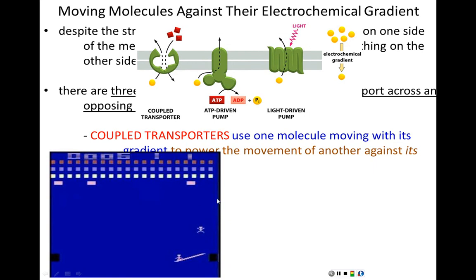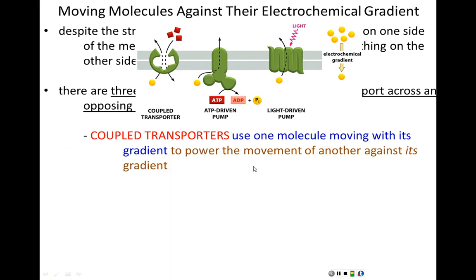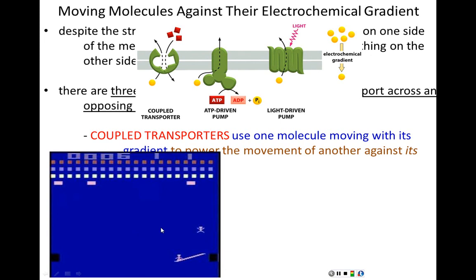That's coupled transport. In coupled transport, you use the energy of one molecule following its gradient, just doing what it needs to do naturally. A clown falling from a high height. A molecule following its concentration gradient. That's what these things do. That doesn't require energy, but you harness the energy of that movement to pump something against its concentration gradient. You harness the energy of this clown falling to propel this clown up against gravity into these balloons.